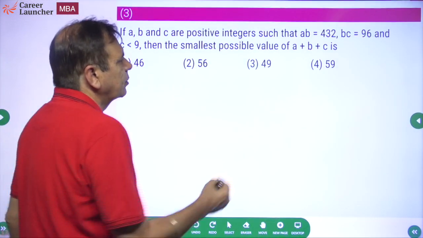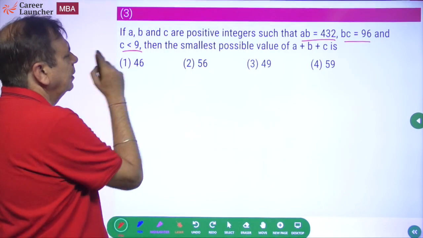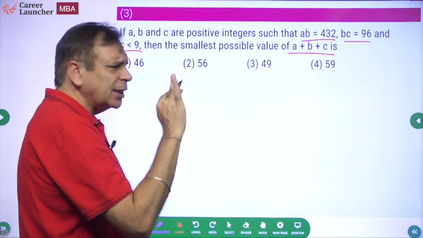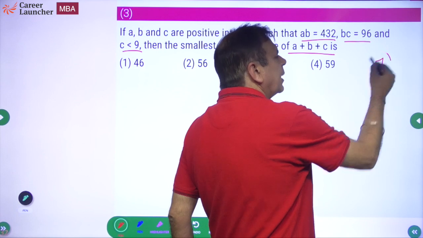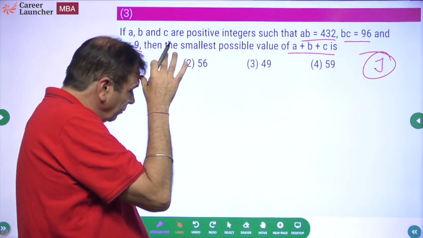Okay, question 3. A, B, C are positive integers such that AB is 432, BC is 96, and C is less than 9. What is the smallest possible value of A plus B plus C? Now, such questions are my jugaad. Essentially, I will make cases and solve it. I am not going to try to do anything else. Just start making the cases.